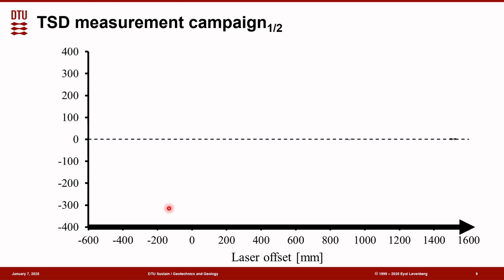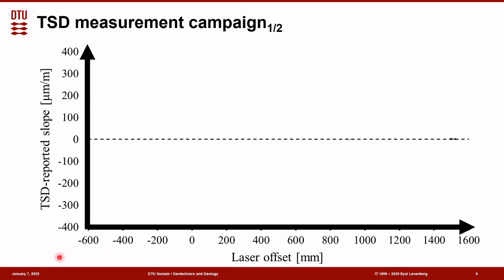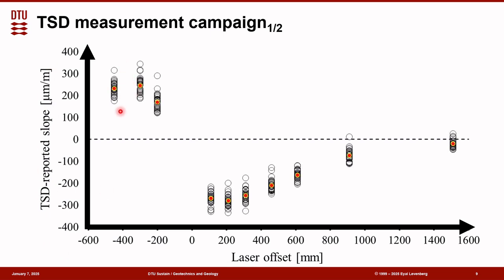Here's an example. I'm showing here the laser offset in millimeters versus TSD reported slopes. And you can see here that in every offset there are 32 different readings. The marked red circles in the center denote the average.